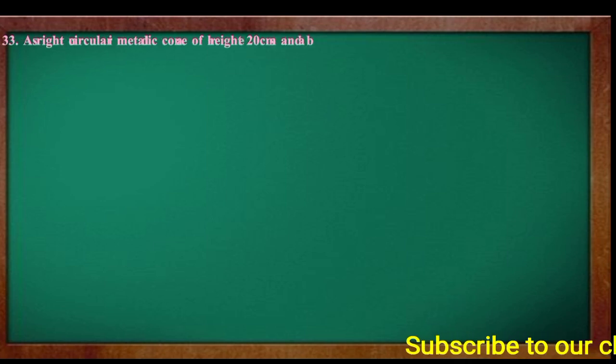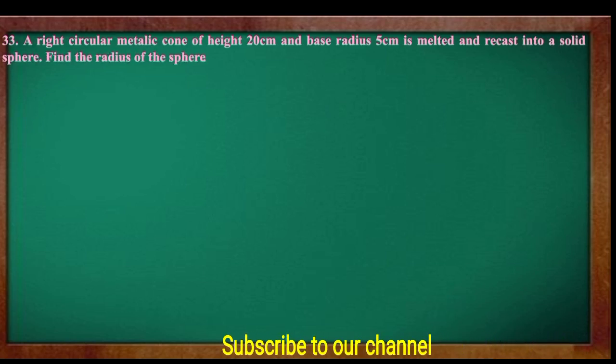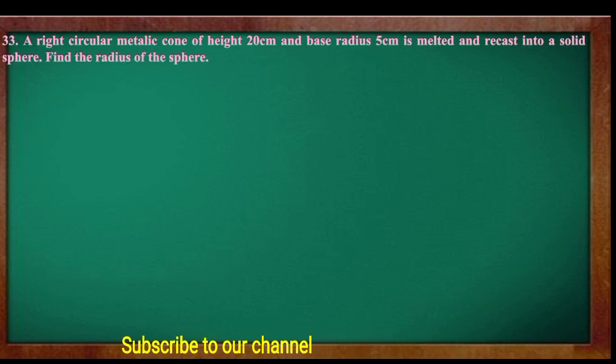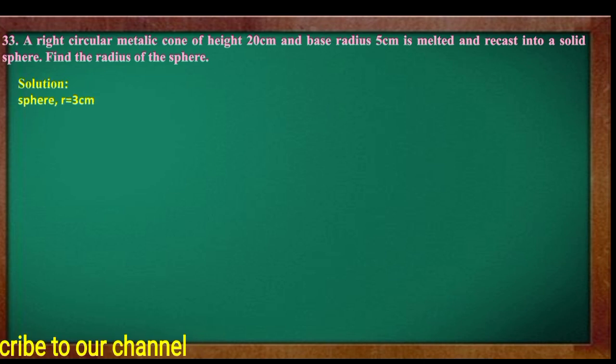Next question. A right circular metallic cone of height 20 cm and base radius 5 cm is melted and recast into a solid sphere. Find the radius of this sphere. Solution. Given that the radius of the sphere is equal to 3 cm.